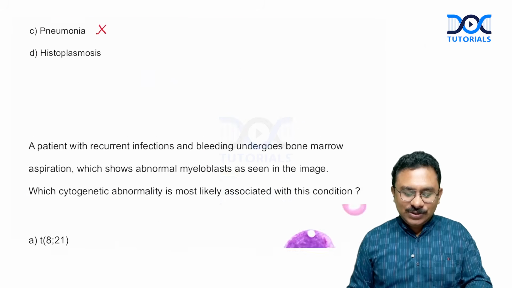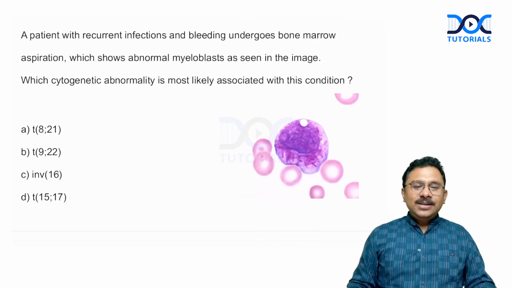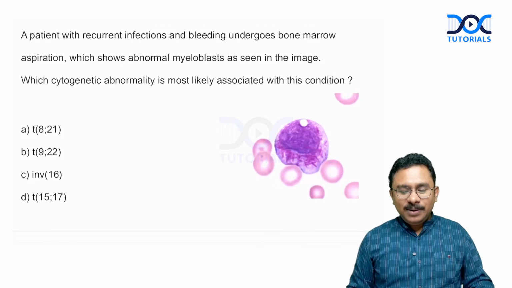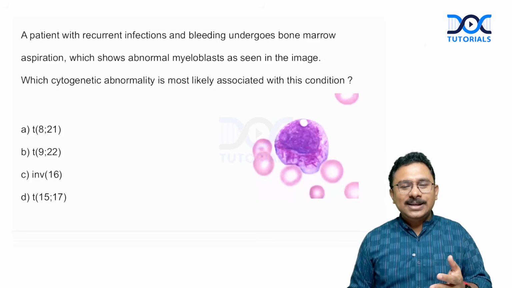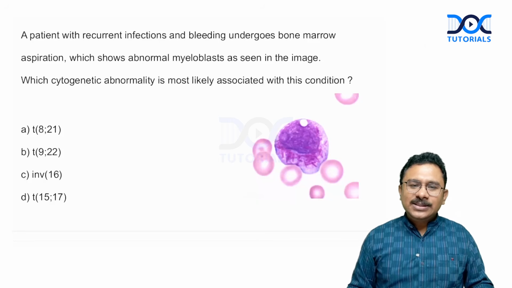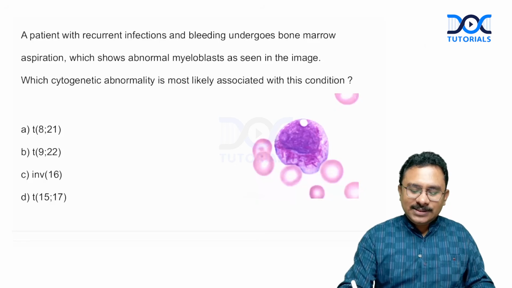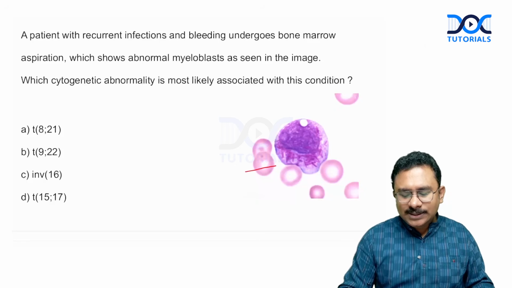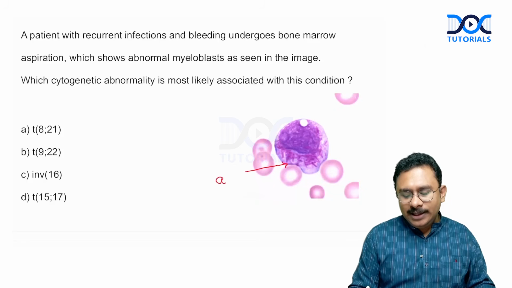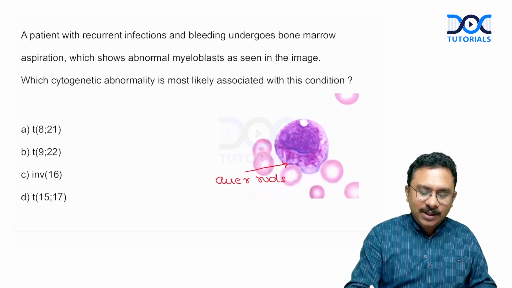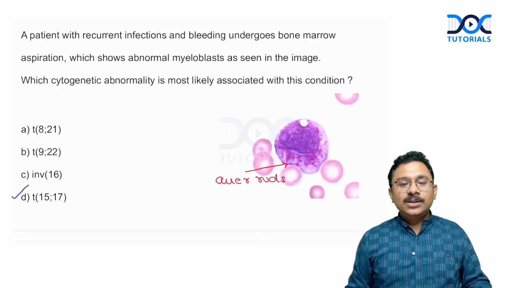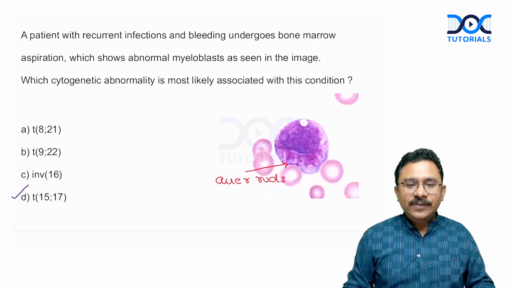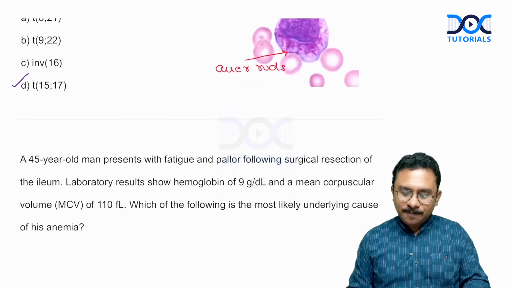Answer is sarcoidosis. A patient with recurrent infections and bleeding undergoes bone marrow aspiration, which shows abnormal myeloblasts as seen in the image. Which cytogenetic abnormality is associated with this condition? Pretty simple, straightforward. You are seeing the Auer rods. And when you have got Auer rods, you're considering AML M3, acute promyelocytic leukemia, which is associated with translocation 15;17. Option D is the answer.